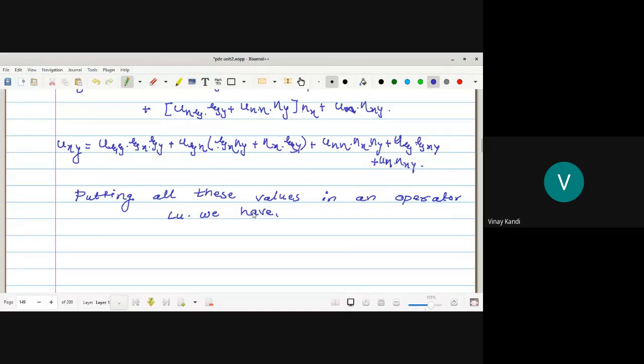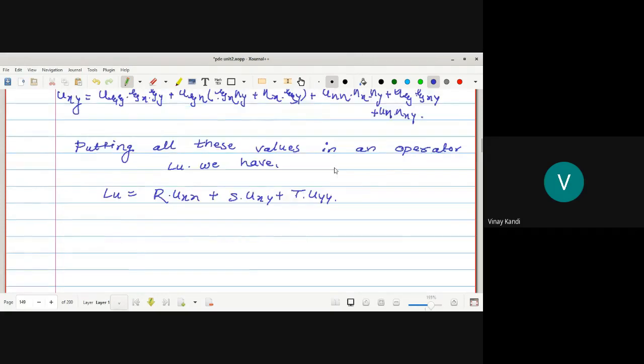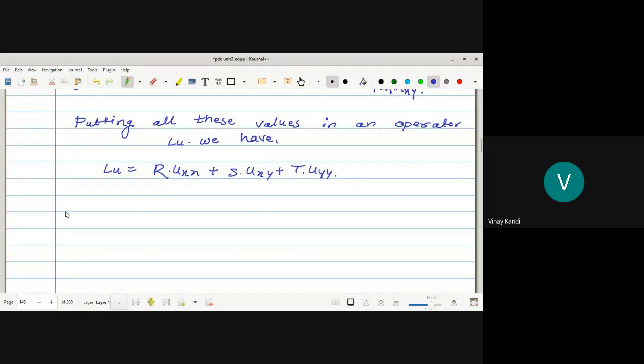So what is Lu? Lu is nothing but R into u_xx plus S into u_xy plus T into u_yy. Putting all these values in this equation, we get, look here, Lu is equal to R into bracket.